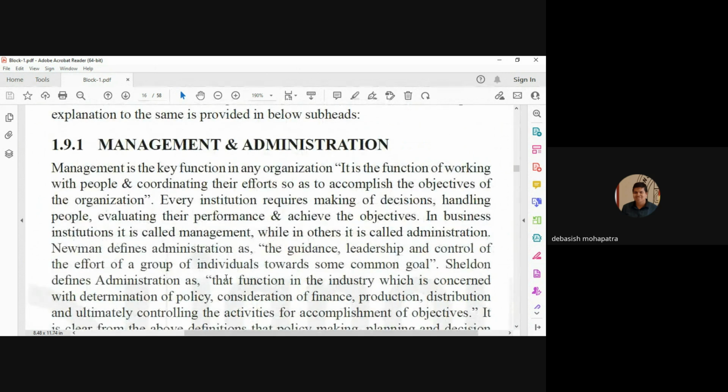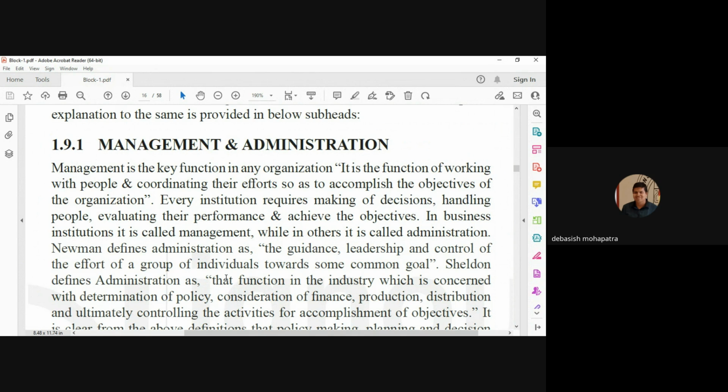It is a function of working with people and coordinating their efforts so as to accomplish the objective of the organization. Every institution requires making of decisions, handling people, evaluating their performance, and achieving the objectives. So in business institutions, it is called management, while in other cases, it is called administration. Okay. So when it comes to government organizations and everything, it is called administration. But when it is a business institution, it is called management.